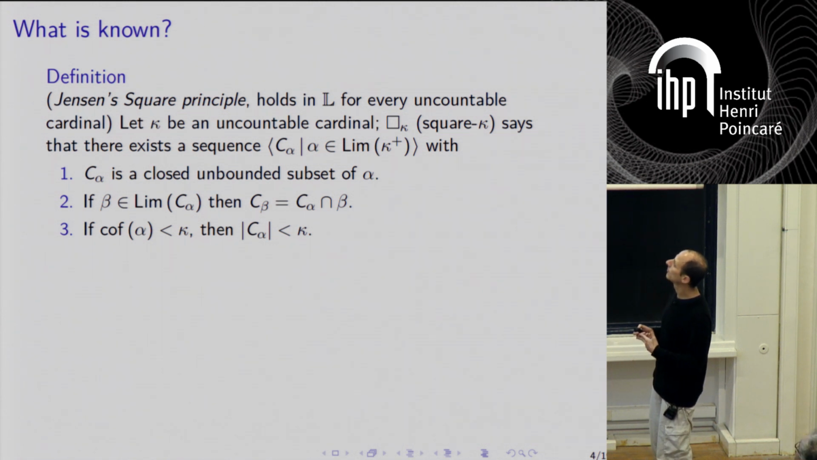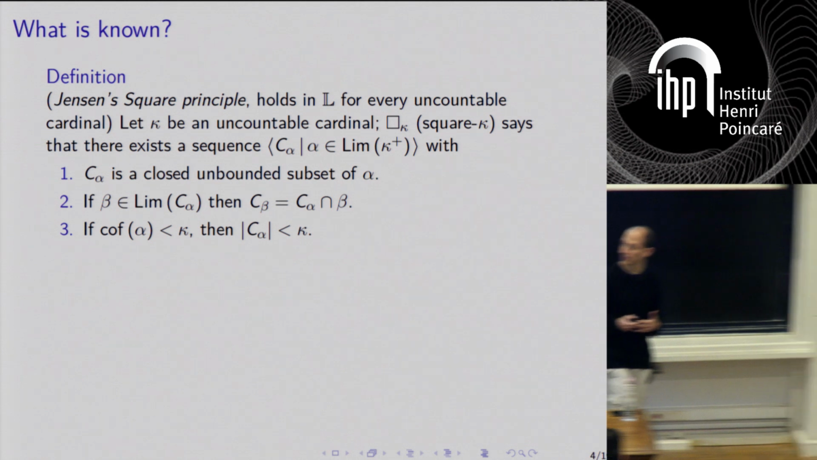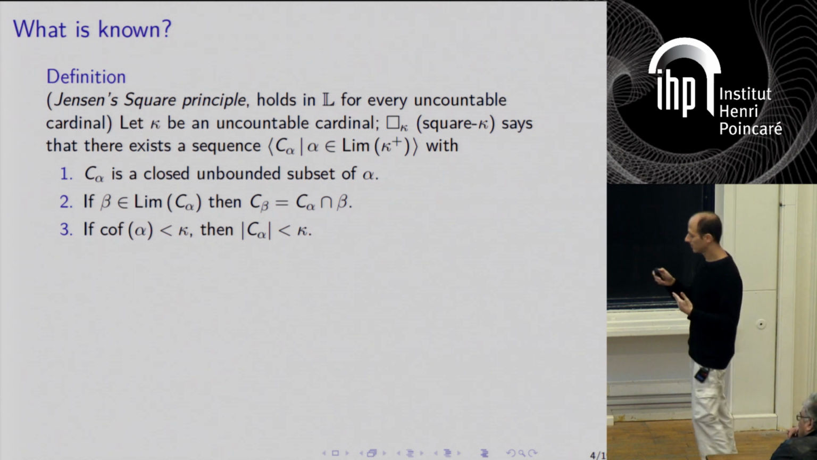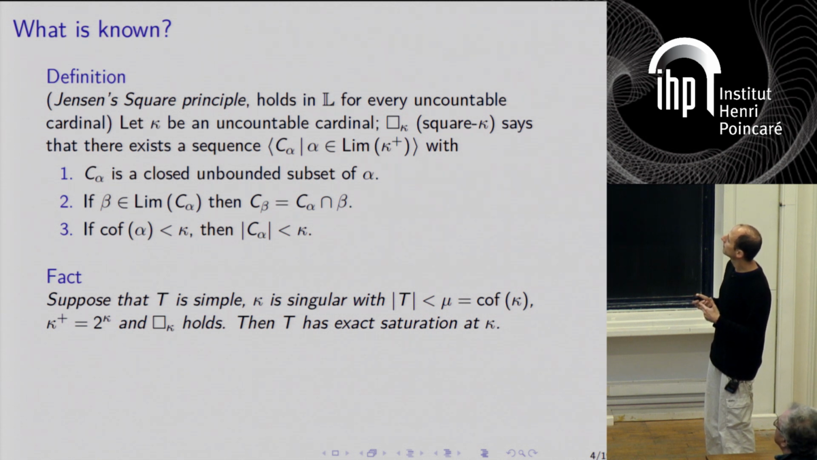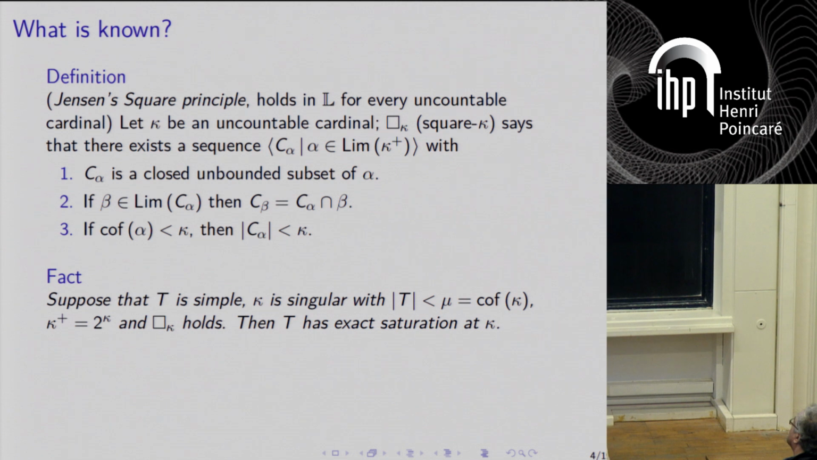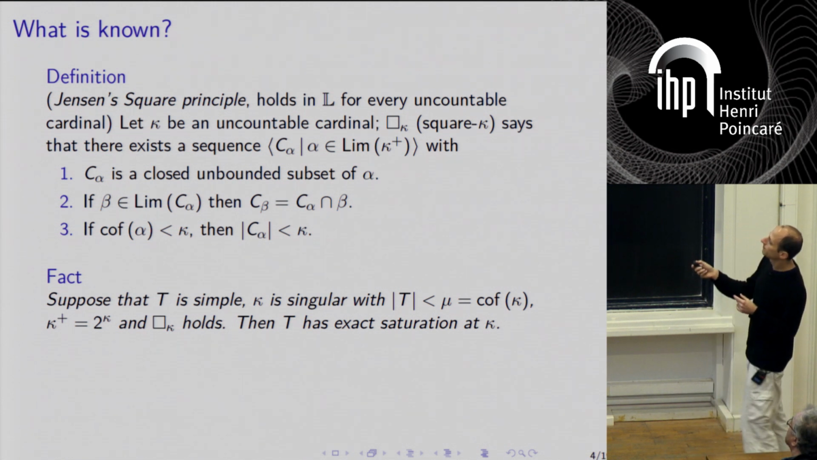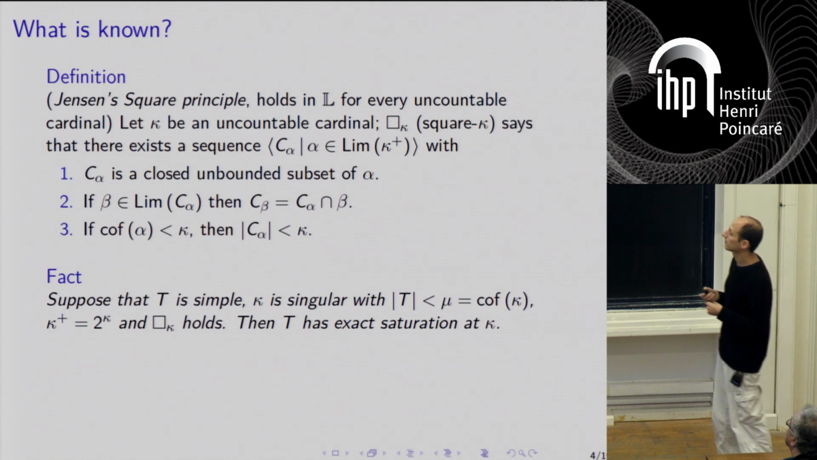I have to talk about simple theories. For simple theories, I need an extra condition, which is called Jensen's square principle. It holds under very weak set theoretic assumptions, like in L, and it's very easy to force. It says there exists a sequence of unbounded closed subsets with certain compatibility conditions, but I won't get into it because we're not going to actually use this definition in this talk. But here's the fact we also proved with Pierre and Shelah: if T is simple and kappa satisfies these assumptions, namely square and the continuum hypothesis, and the cofinality is bigger than T, then T has exact saturation at kappa.